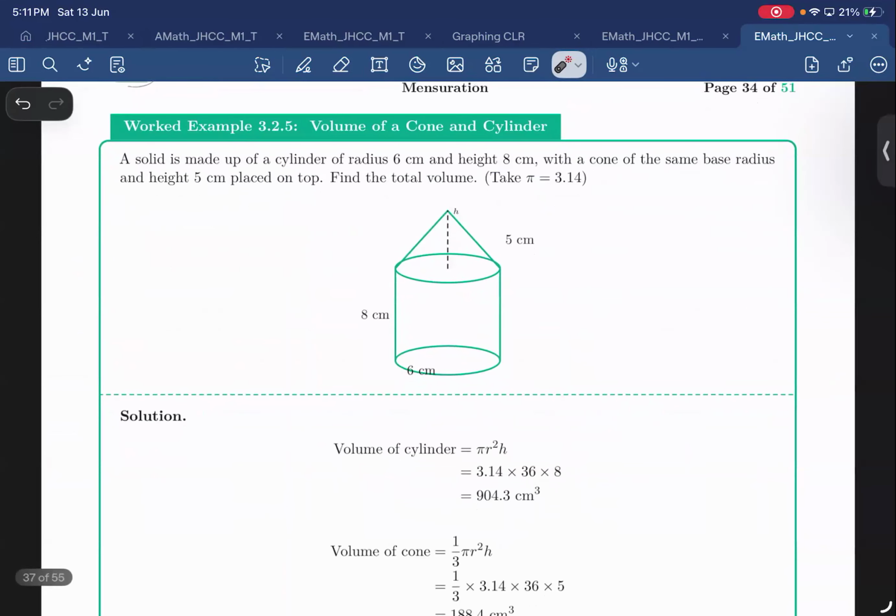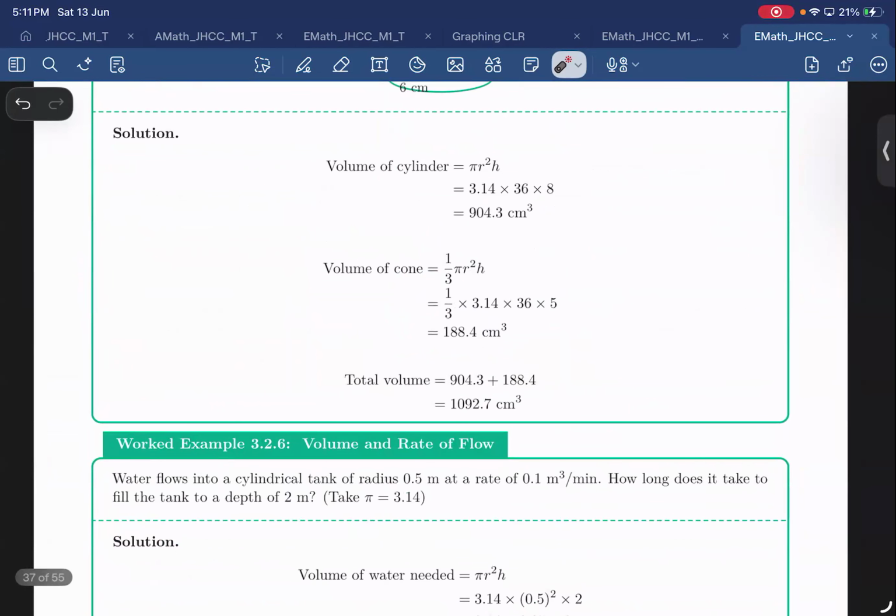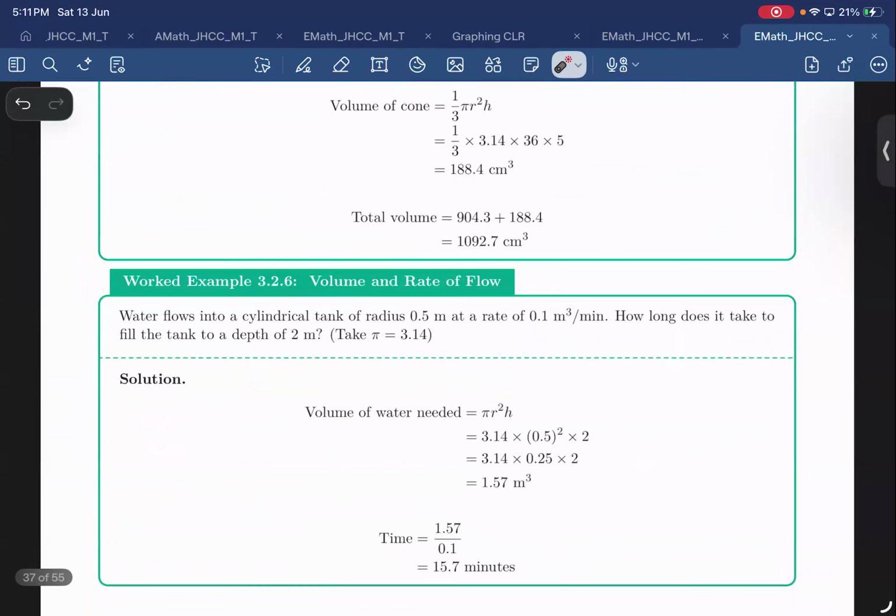So an example here, a very common one: a cylinder and a cone. The volume of the cylinder is pi r squared h, and the volume of the cone is 1/3 pi r squared h. So the total is 4/3 pi r squared h, or 1092.7 cm cubed.